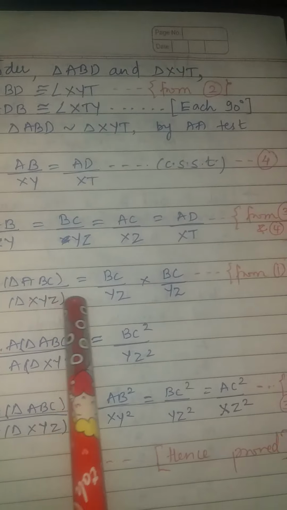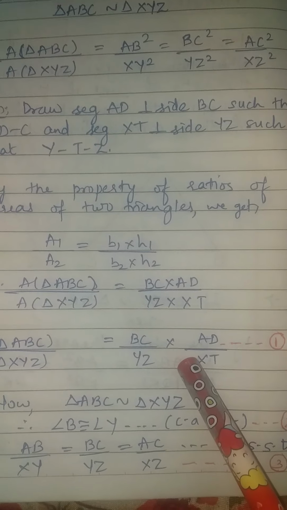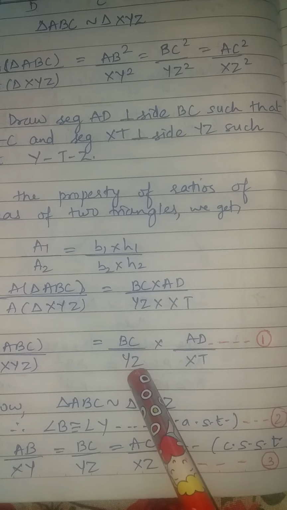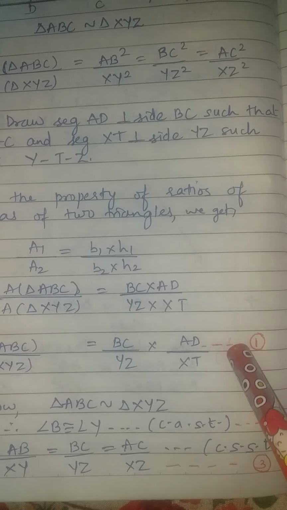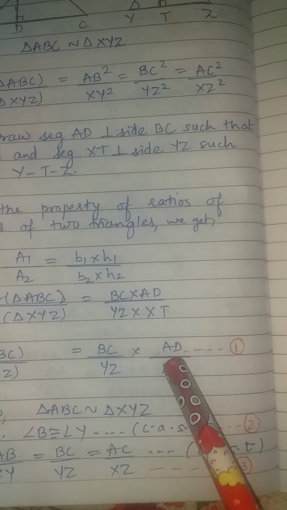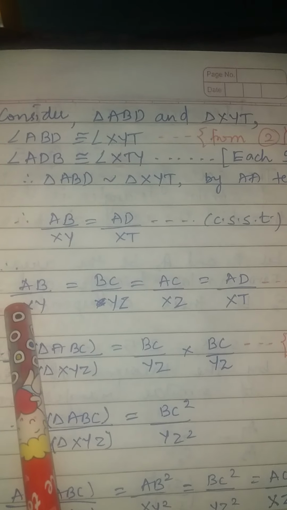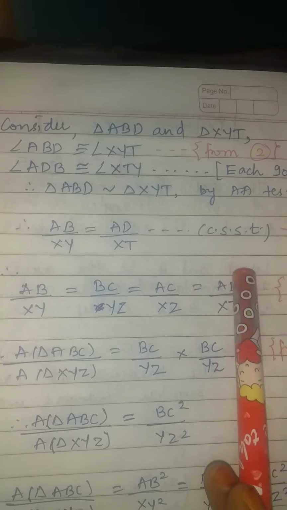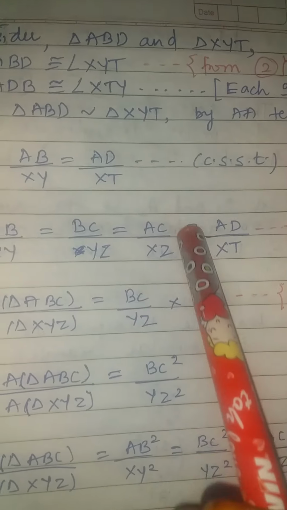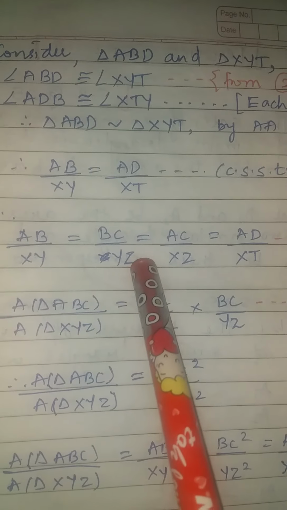So from equation 1, which we derived in the beginning, the area of triangle ABC upon area of triangle XYZ is equal to BC upon YZ into AD upon XT. That was the very first equation by using this formula. Now, from equation 1 and what we have just got, that the ratios of the three sides are equal to the ratios of the corresponding altitudes, in place of AD upon XT we can substitute BC upon YZ.